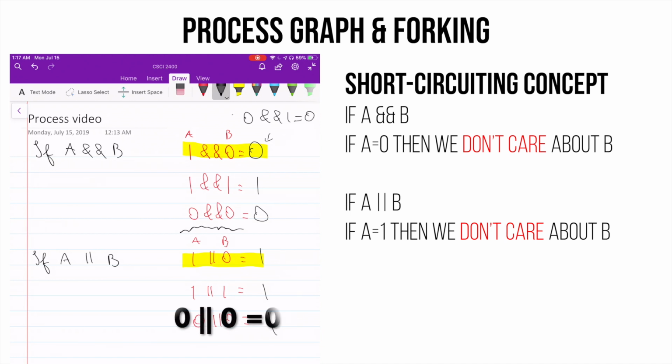so if our A is 0, then we don't care about B, because if B is 0 or 1, we'll still get 0 as our final answer because of A. For OR, if A is 1, then we don't care about B. So here in those two examples, we will get 1 as our final answer. Doesn't matter if B is 0 or 1. If you could just remember that for the AND, if A is 0, then we don't care about B. And for the OR, if A is 1, we don't care about B.